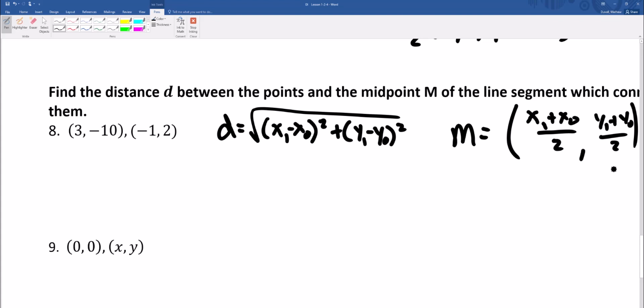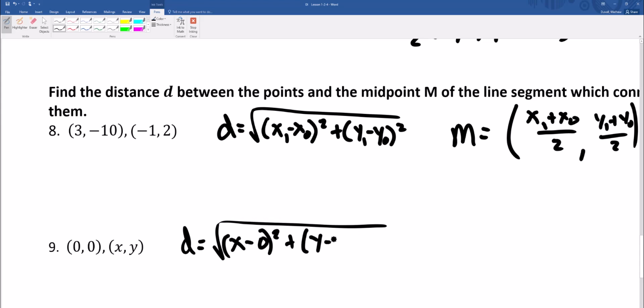So let's look at number 9. So the distance of x minus 0 squared plus y minus 0 squared. So the distance equals the square root of x squared plus y squared. And that's my answer.